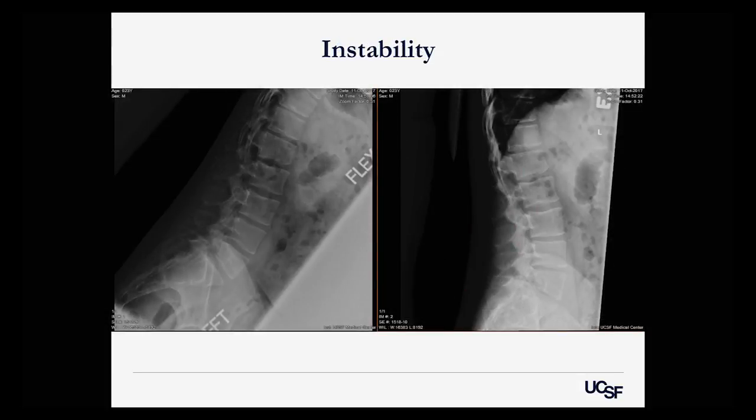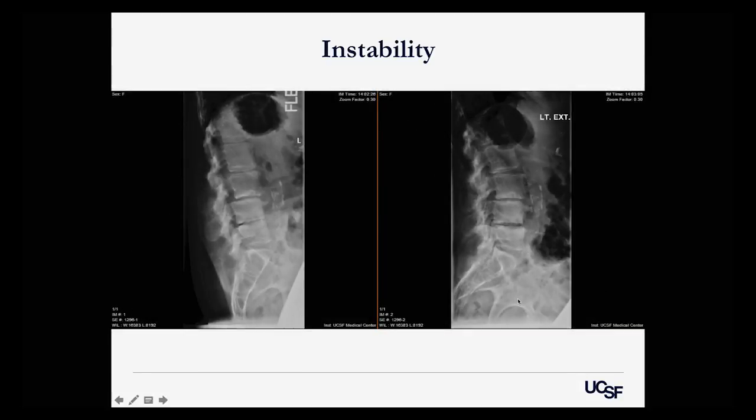Thinking about the stability of the spine, we actually get specific x-rays called dynamic x-rays, where we have a patient lean forward and lean back. In other words, flex and extend through the lower back. And we look for maintenance of this alignment through those normal positions that a patient might be in.